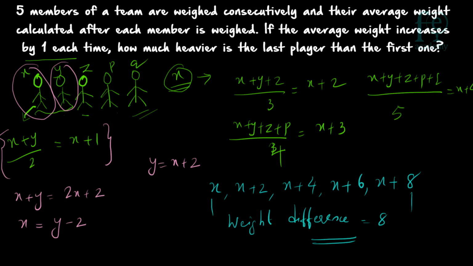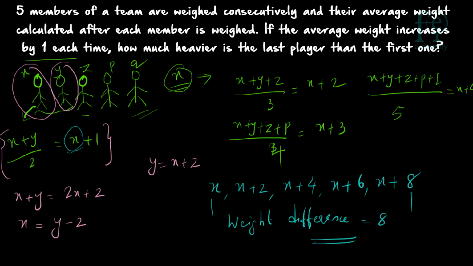What is the relation between the weight of the first member and the weight of the second member if the situation should be like this? That means as soon as a new member is added, the new average becomes 1 greater than the previous average. So X plus Y divided by 2 will give us X plus 1, where X is the previous average, or in the case of 1 person, the average is the same as the weight of the 1 person. So the average is equal to X. So X plus Y divided by 2 is equal to X plus 1.